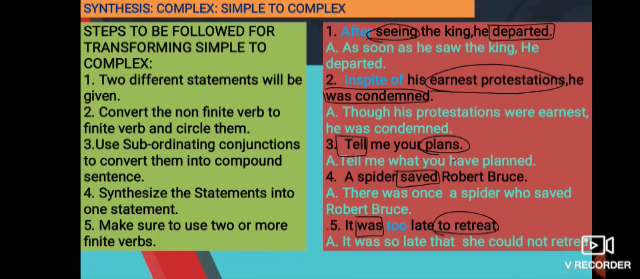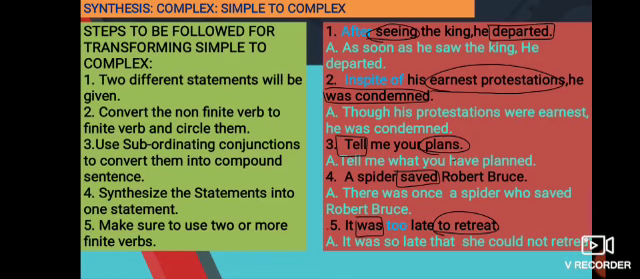Steps to be followed for transforming a simple statement to a complex. Two different statements will be given as usual. Convert the non-finite verb to the finite verb and circle them. Use subordinating conjunctions to join them and synthesize the statements into one complex statement. Make sure to use two or more finite verbs.